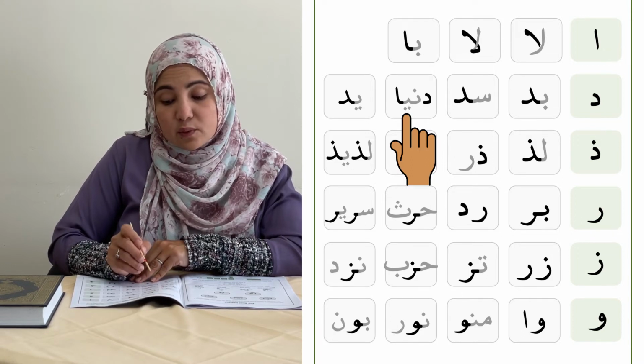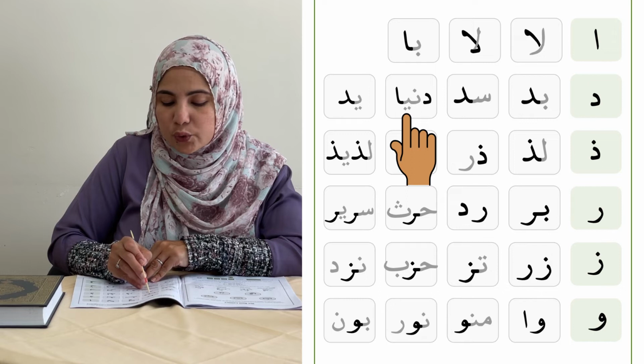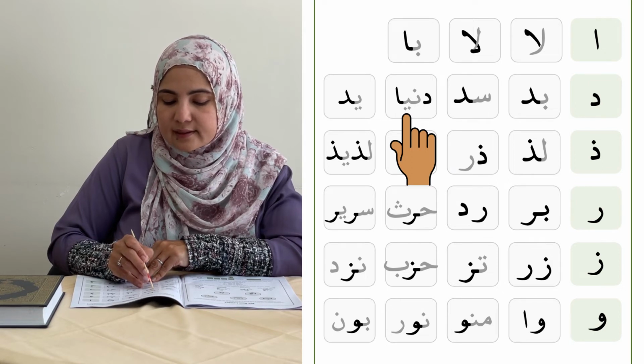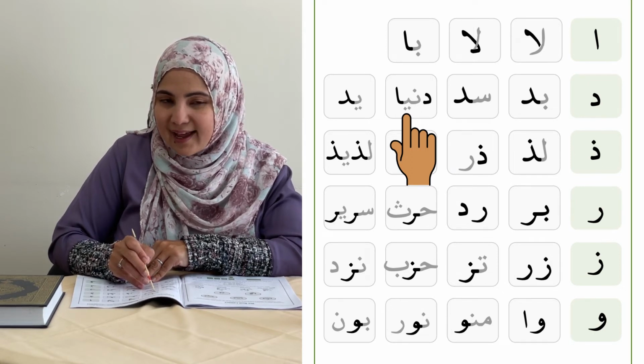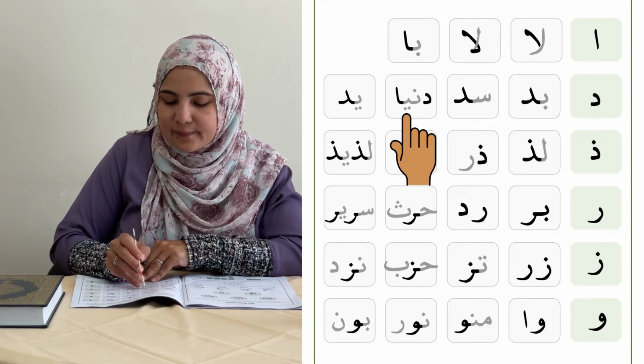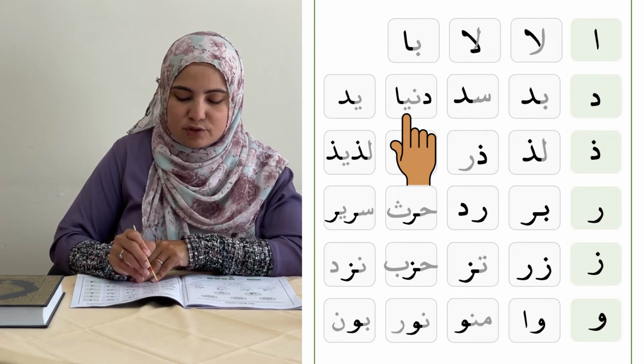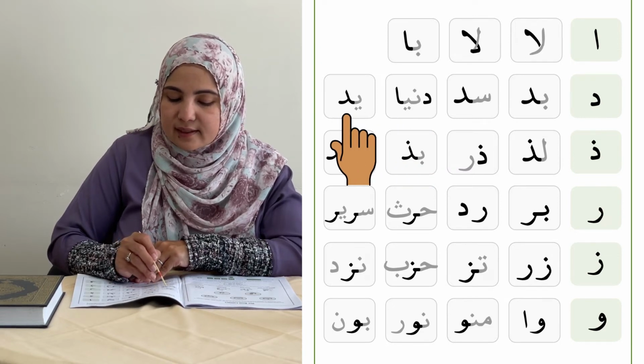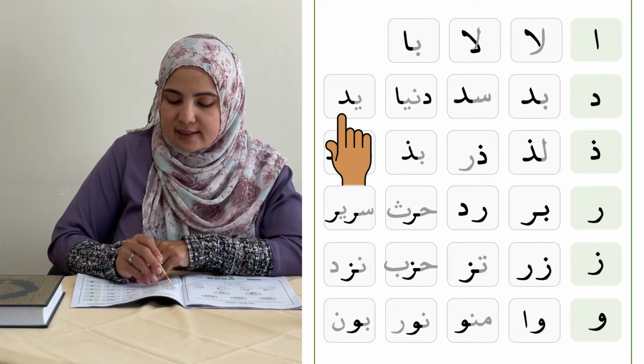So how do we do this? Dal. We'll soon learn this is nun, ya, and alif. Well done. Let's go again. Dal, nun, ya, alif. Good job. Next one here, ya, dal.